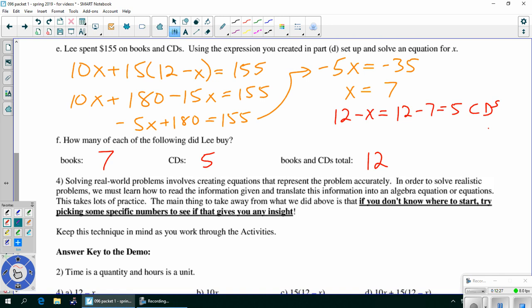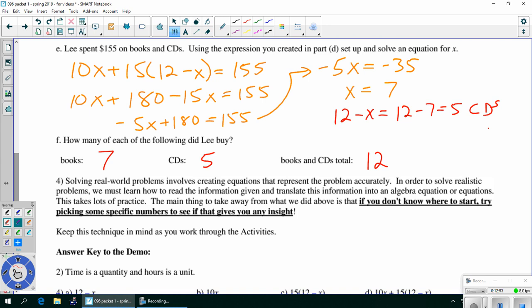Number 4, solving real-world problems involves creating equations that represent the problem accurately. In order to solve realistic problems, we must learn how to read the information given and translate this information into an algebra equation or equations. This takes lots of practice. The main thing to take away from what we did above is that if you don't know where to start, try picking some specific numbers to see if that gives you any insight. Keep this technique in mind as you work through the activities and also the homework.